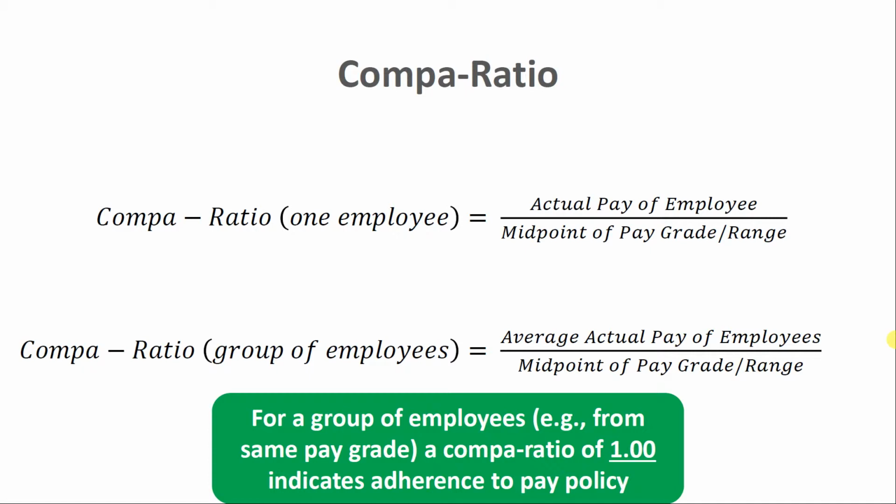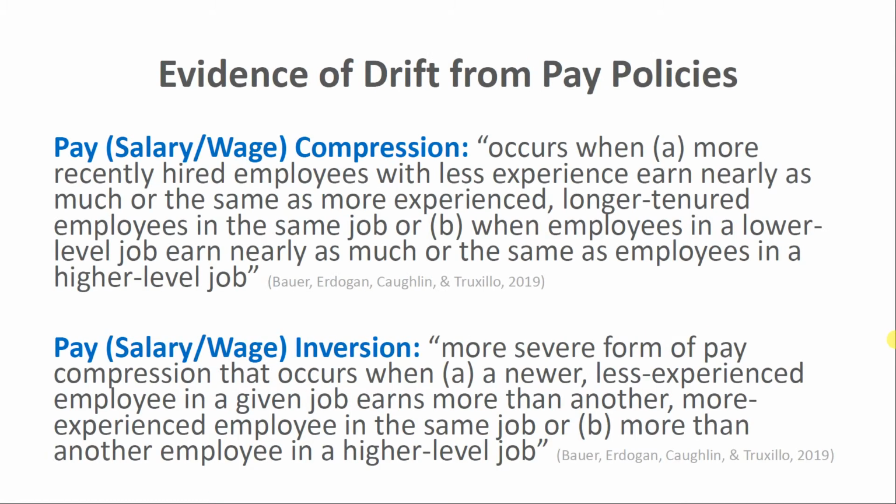So what is a high or a low compa-ratio? Well, that really depends on context. It depends on your organization, what your pay philosophy is, your pay policy, and so forth. In some organizations, it might be permissible to have compa-ratios that range between, let's say, 0.8 to 1.2. But in other organizations, that might be deemed too extreme and unacceptable and too much variation there, too much range. So again, it really depends on your organization's pay philosophy, your policies, and so forth.